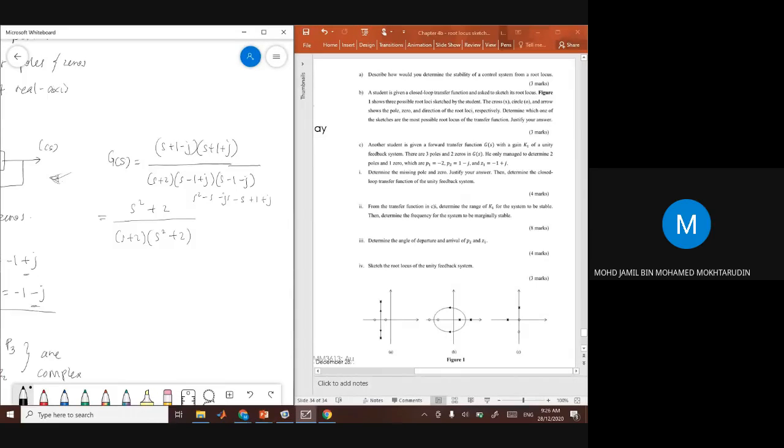Numerator, I get s squared plus 2s plus 2. And the denominator? It is s minus 2s plus 2. Okay, thank you. So this is the answer for G(s).